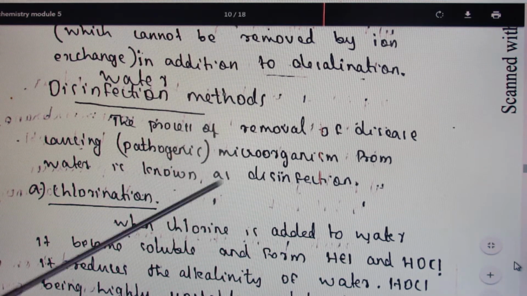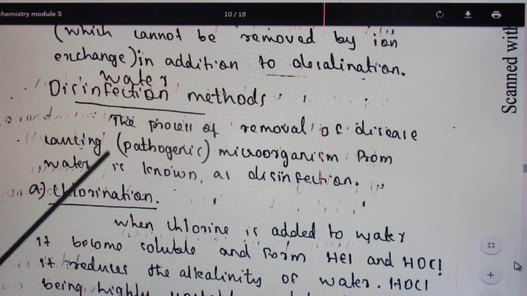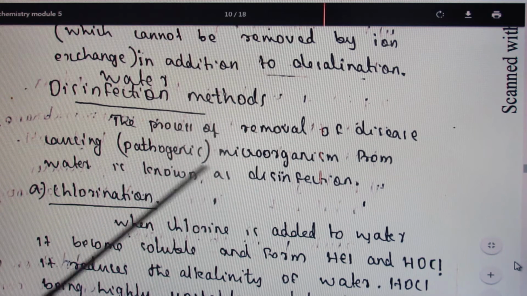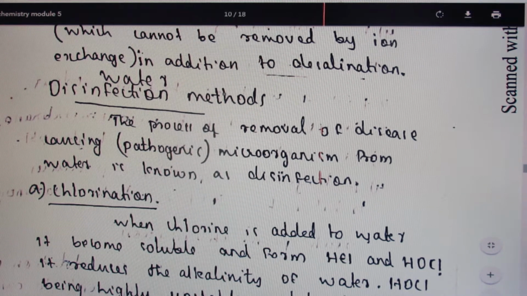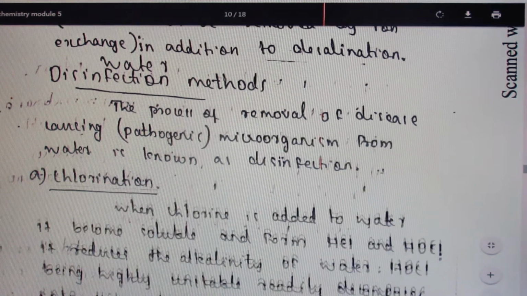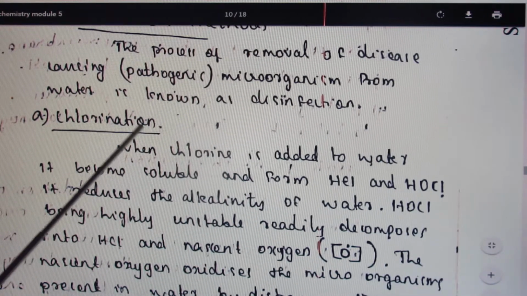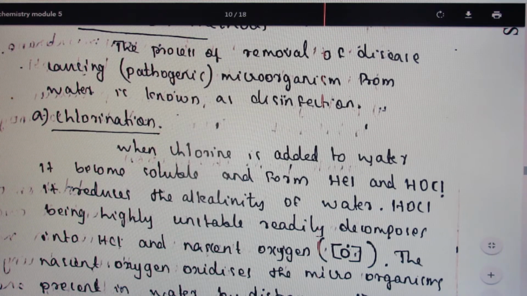Disinfection method. The process of removal of disease causing or pathogenic microorganisms from water is known as disinfection. Disinfection means killing of microorganisms present in water. One of the important methods used for the disinfection purpose is chlorination. Chlorination is the most important method used for the disinfection purpose.